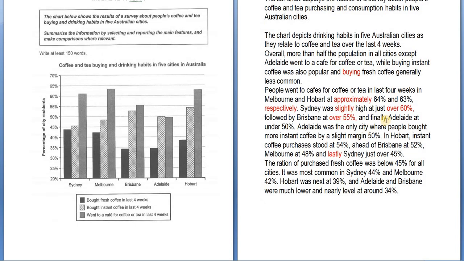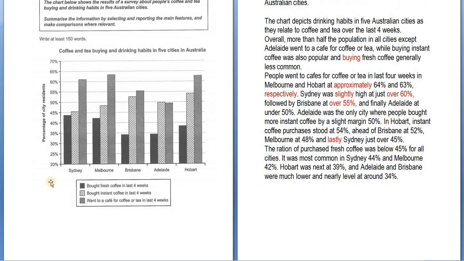Then and finally the topic is Adelaide. So let's move to Adelaide. Here are the three bars. Black is under 35%, stripe is nearly 50%, and the silver bar is below 50%. So what we should write here, finally Adelaide at under 50%. So it is under 50%.